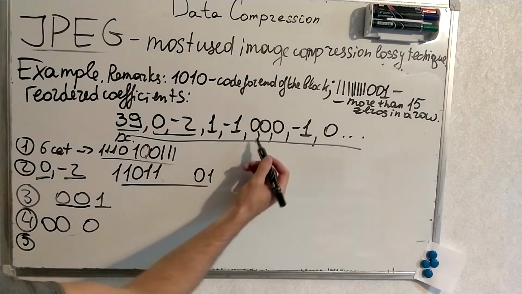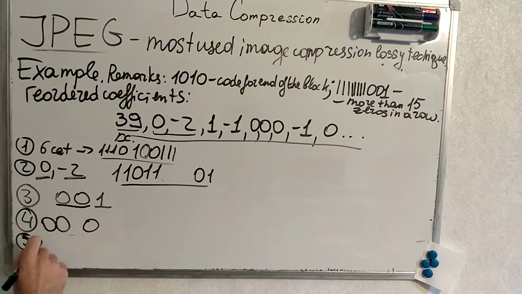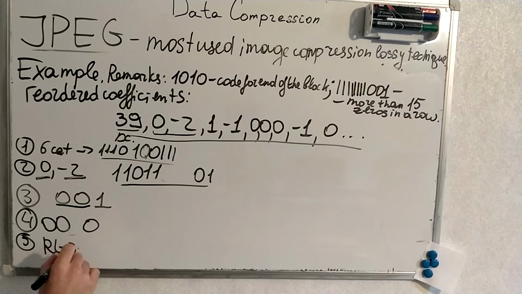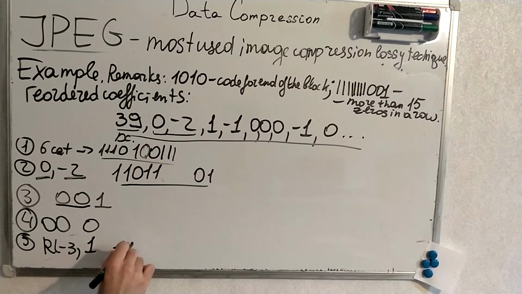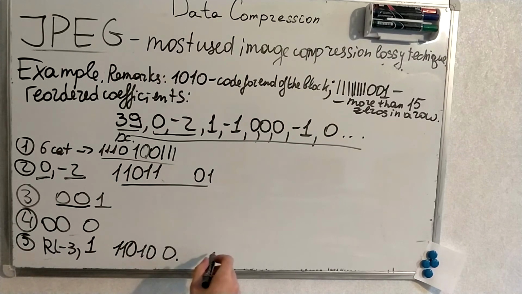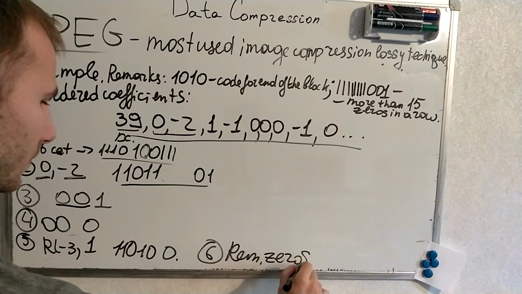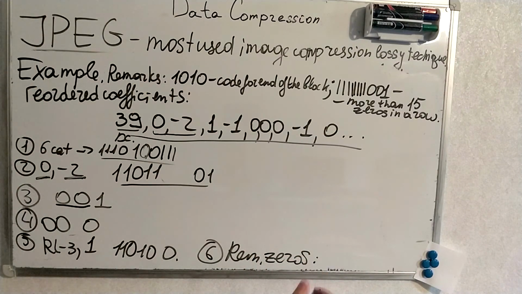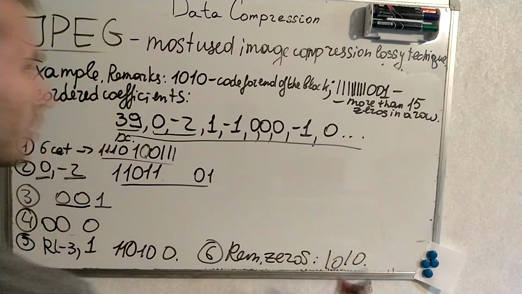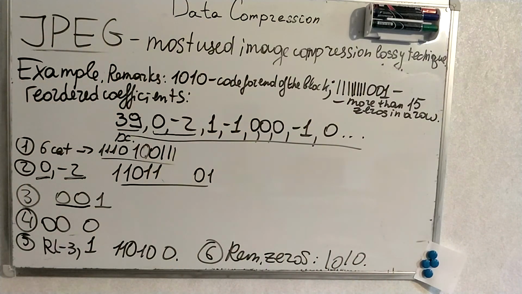Then comes the fifth step. We see here 0, 0, 0, -1. It will be run length 3, category 1: 1, 1, 0, 1, 0, 0. And then we know these are the remaining zeros, just the remaining zeros. We give them the code 1010, which refers to the code for the end of the block. And that's it.